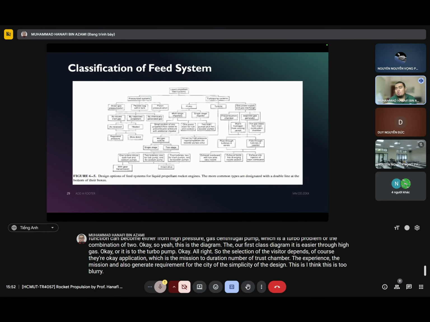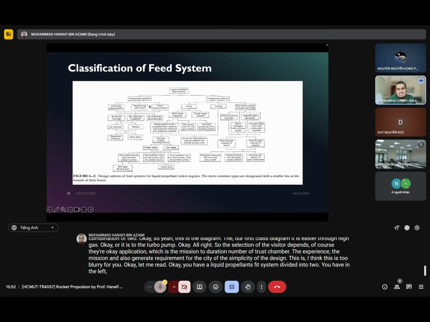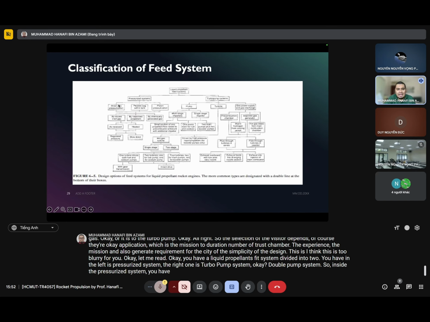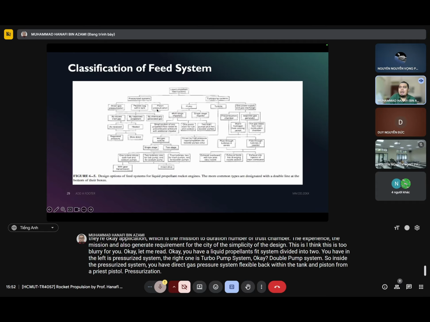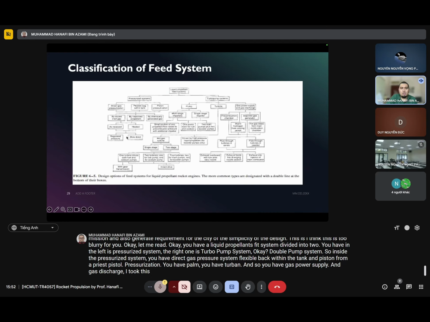I think this is too blurry for you, so let me read. You have a liquid propellant feed system divided into two. On the left is the pressurized system. The right one is the turbopump system. Inside the pressurized system, you have the direct gas pressurized system, flexible bag within the tank, and piston pressurization. You have pump, turbine, and also gas power supply and gas discharge. I took this snapshot of figure 6.5 in the Sutton book.